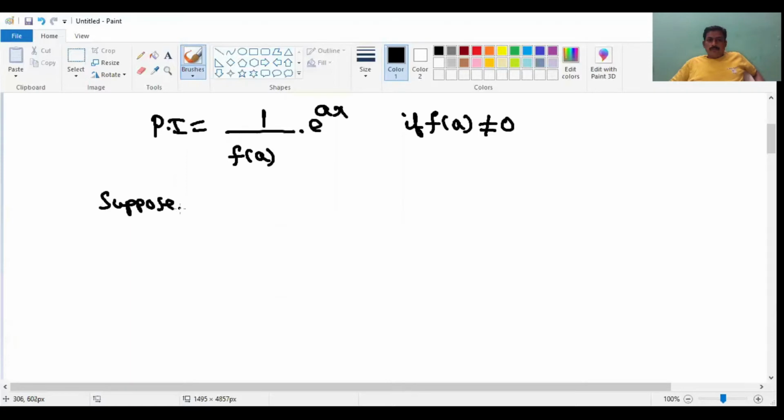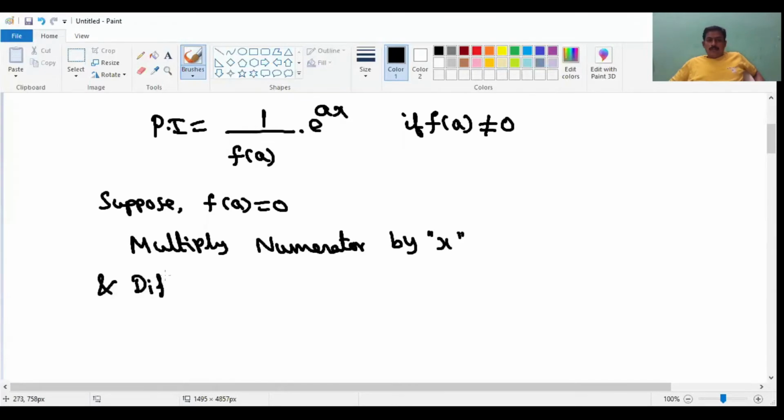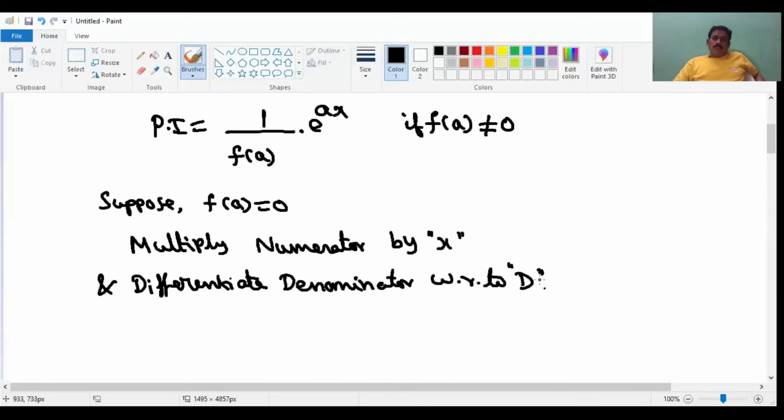Suppose f of a equal to 0, so we have to follow this procedure. Multiply the numerator by x, and differentiate the denominator with respect to d. Once again, if the denominator becomes 0, we have to follow this procedure.